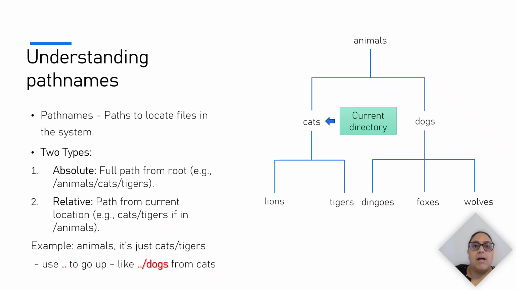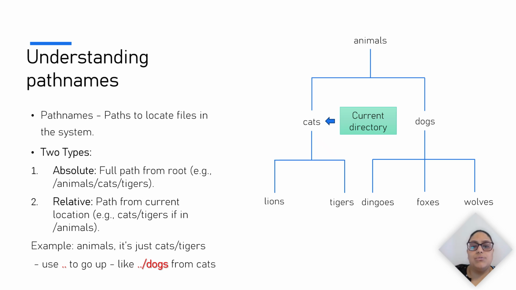Path names help you locate files. There are two types, absolute and relative. An absolute path starts from the root, like /animals/cats/tigers. A relative path is from your current spot. So in the diagram, you can see where our current directory is cats. So if you're in animals, it's just cats or cats/tigers.